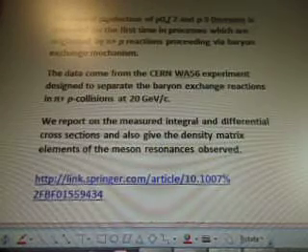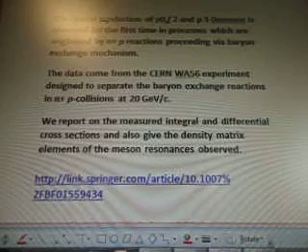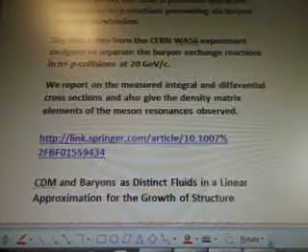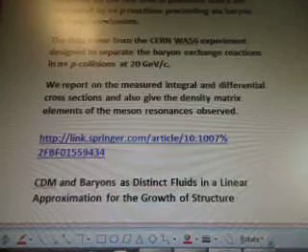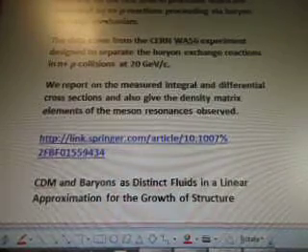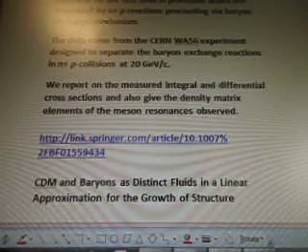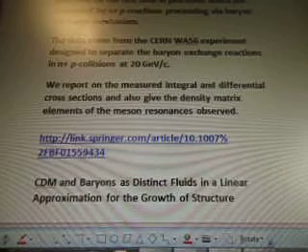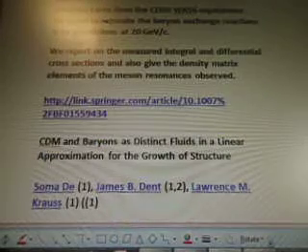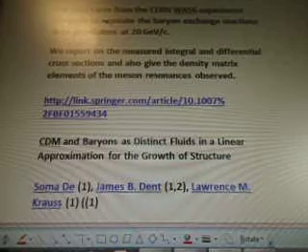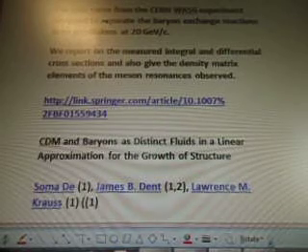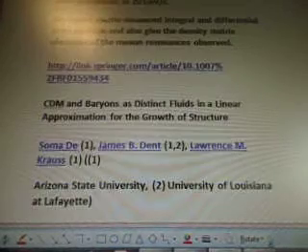The data comes from the CERN WA56 experiment designed to separate the baryon exchange reactions in pi plus P collisions at 20 GeV/C. We report on the measured integral and differential cross sections and also give the density matrix elements of the meson resonances observed. And that's link.springer.com.